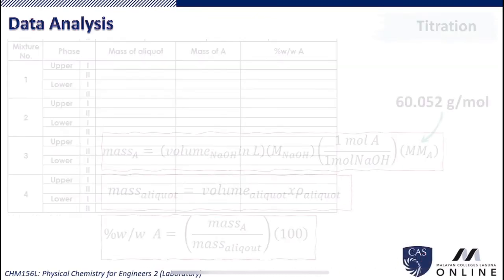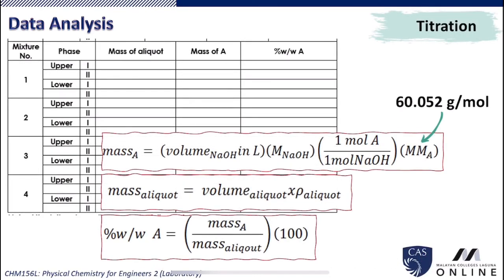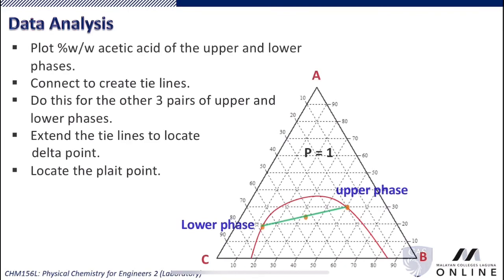So for example, in this data, let me correct that, this is 19 and this is 30. So what you need to do, you plot the lower phase, this is 19 and this is 30, and then you connect. So again, the procedure would be to plot the percent weight per weight acetic acid of the upper and the lower phase, and then connect to create the tie line. So you have to do that for all the solutions. So we have 4 solutions.